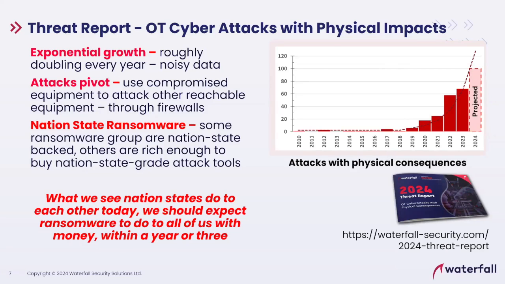cyber attacks that caused physical consequences, not attacks that stole some information, not attacks that could have caused consequences but didn't, not attacks that stole money from us but did not shut down physical operations. These are deliberate attacks that shut down operations, that damaged equipment, that put people at risk. So we count deliberate attacks with physical consequences in the industries that we track. And we track building automation, manufacturing, heavy industry, and critical industrial infrastructure.